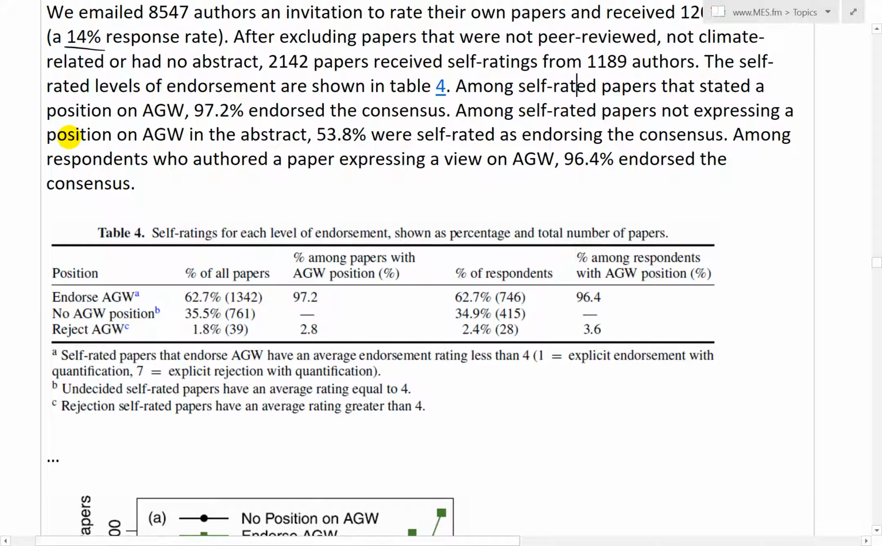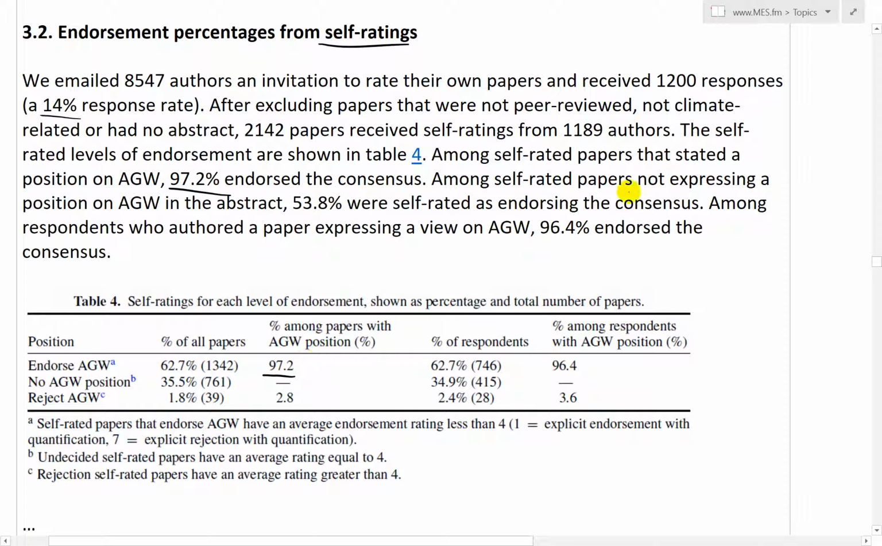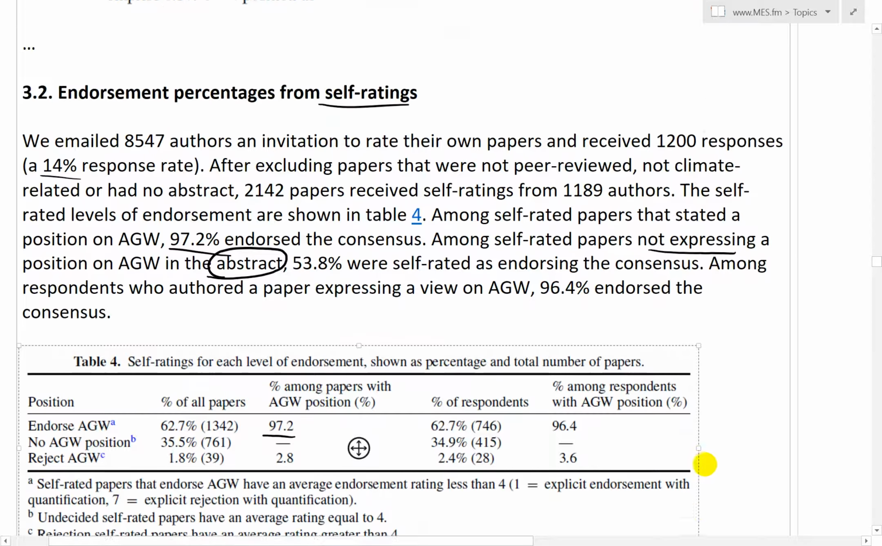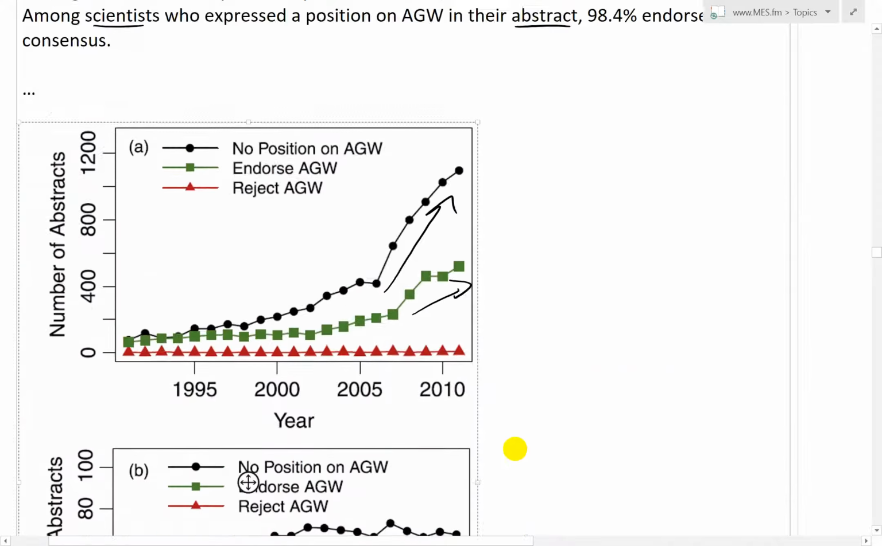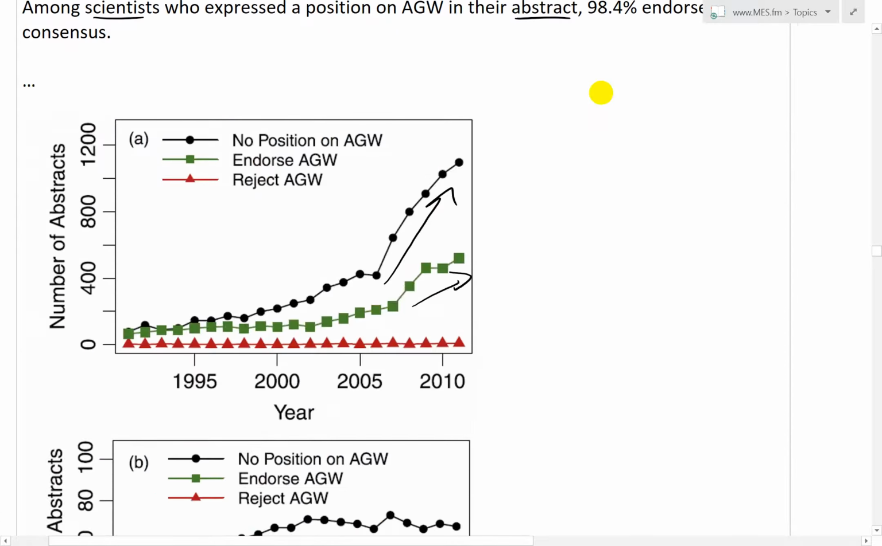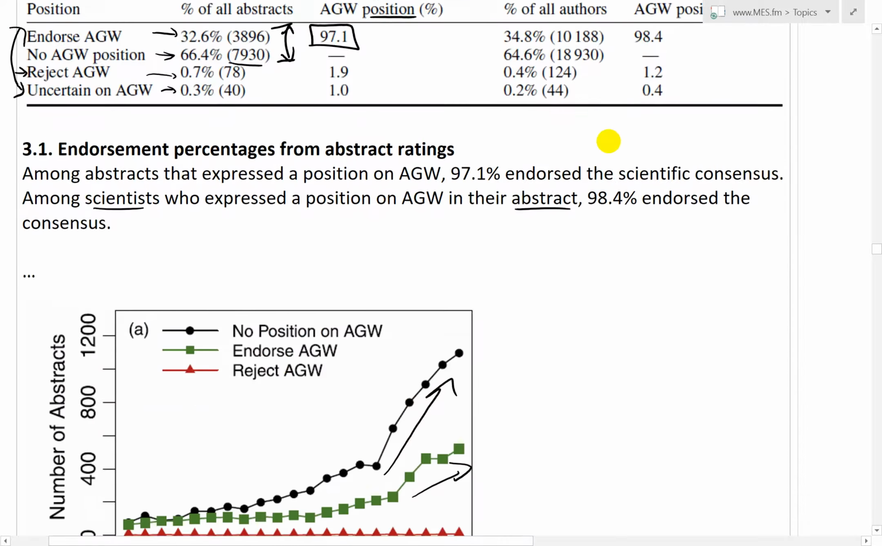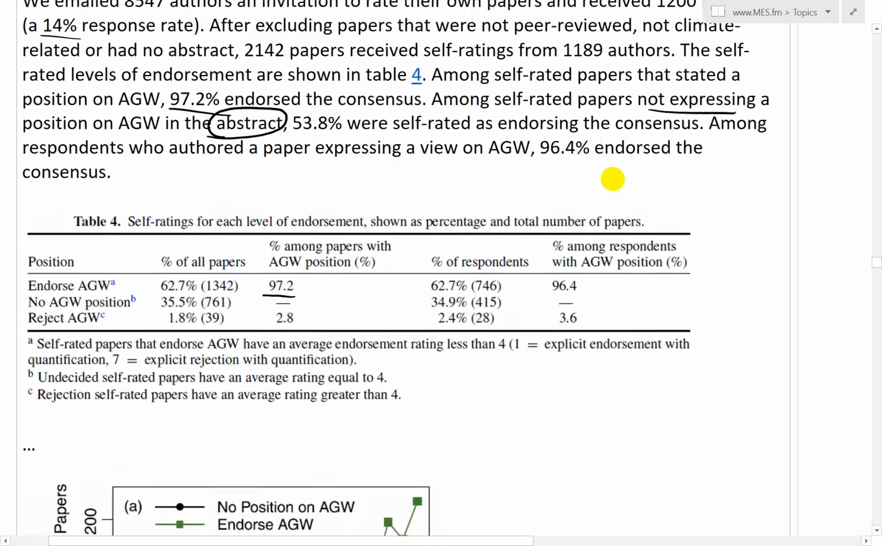Yeah, that figure's right here, 97.2. Then it says, among self-rated papers not expressing a position on AGW in the abstract, that's actually above, right here, so that's in the abstract, no position. This is 66.4%. Actually, that's the total, so this is a bit confusing. I have to go down to this table. So of those self-rated papers, when you look at the abstract rating, there's 1,300 that had no position, except the self-rated one had only 761.